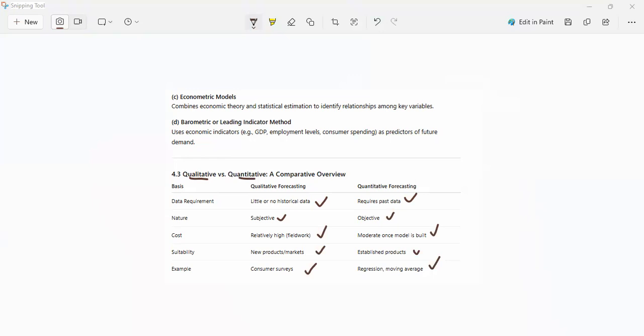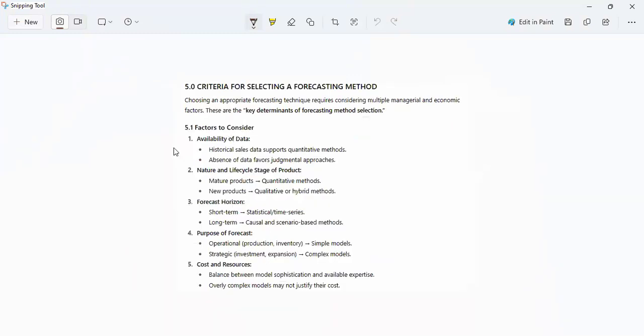Now, the criteria for choosing which method has some factors that you need to consider. Which method will justify the current scenario? We call them the key determinants of forecasting method selection. Number one, the availability of data. When you have historical data, which supports the quantitative methods, we use that. Absence of data favors judgmental approaches, so we use qualitative. Then the nature and the PLC stage. If we're in the mature stage, we use quantitative. If we are new products, we use qualitative.